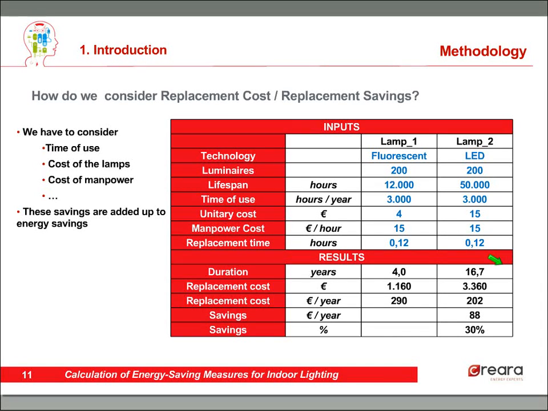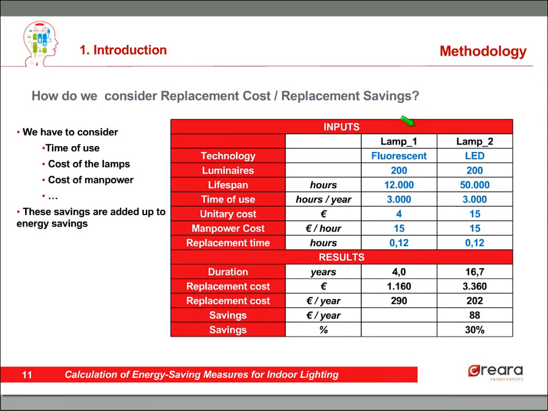Okay, we were just talking about the replacement cost. Sorry for the arrow again. How do we consider replacement cost, replacement savings? We have to consider first the time of use. Second, the cost of the lamps. Third, the manpower cost. Let's see an example. If we see this table over here, we have some inputs.